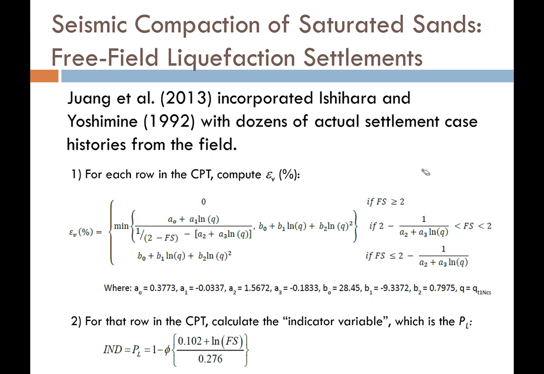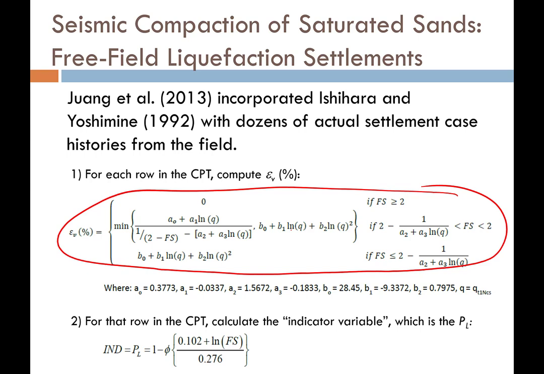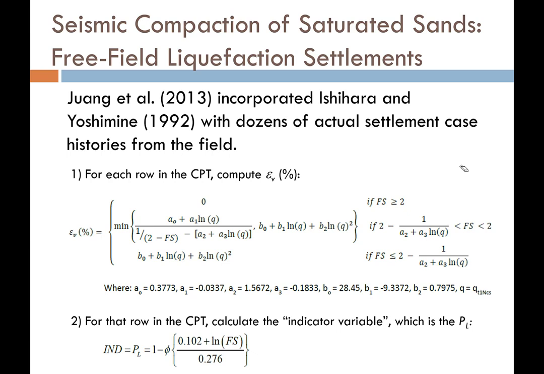Now here's the procedure. For each row of the CPT, you have to estimate your volumetric strain. This comes from those Ishihara and Yoshimine curves. But rather than manually going to a figure and scaling off a value for the hundreds of layers in your CPT, they digitized the curves and developed these relationships with an equation. This is the type of thing you can put into a spreadsheet, and it's very easy to do. So you can estimate your volumetric strain for every single layer. And notice it's a function of your factor of safety, which Zhang and others recommended computing using the Robertson and Wride method. In this research, we did Robertson and Wride, and we also did the Boulanger and Idriss CPT method.